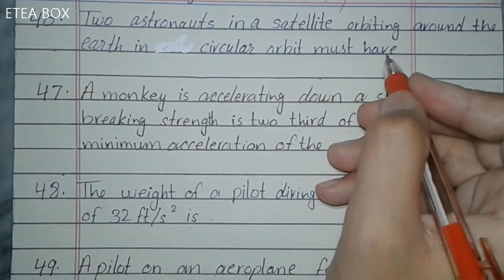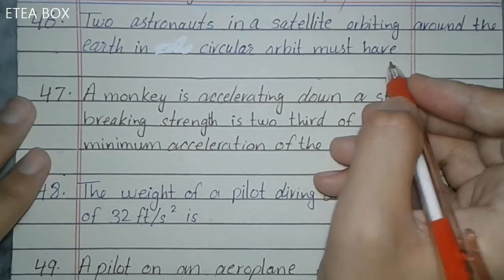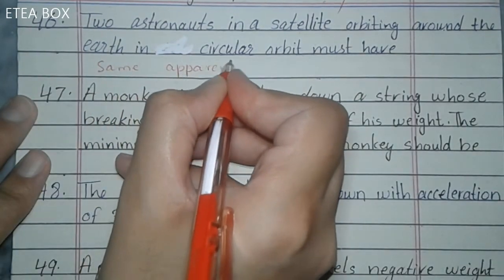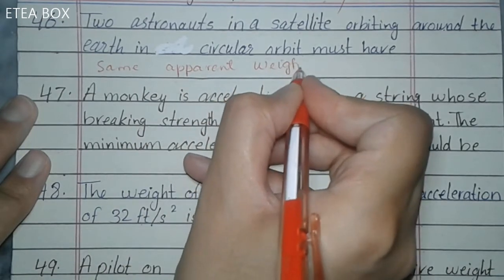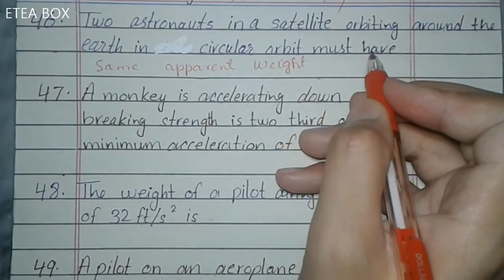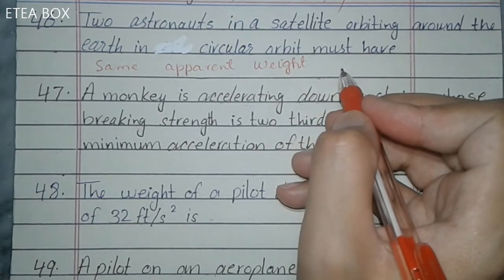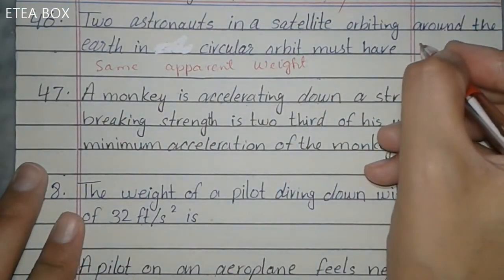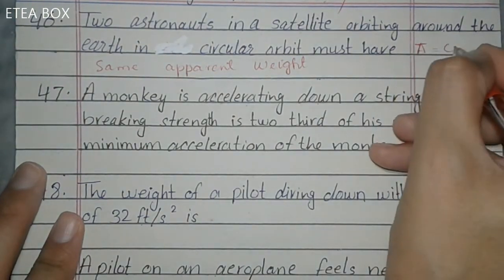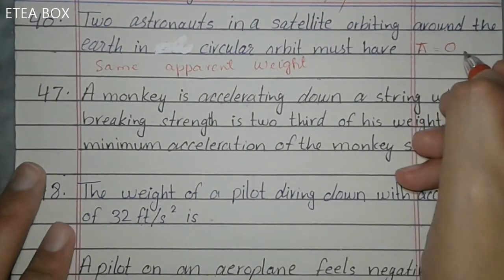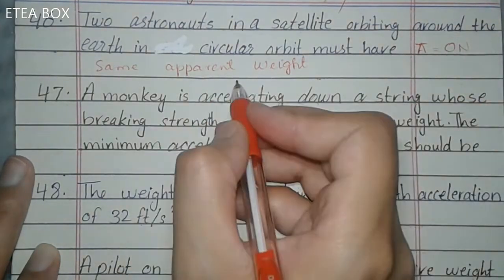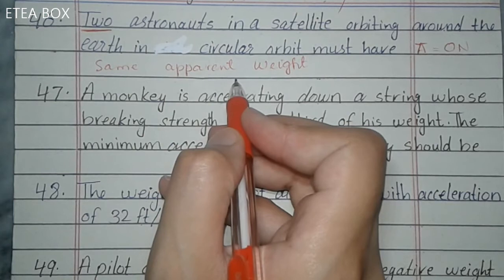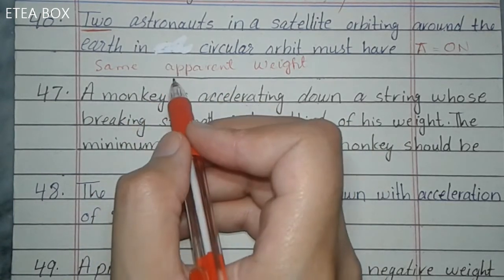Now here are the options: they must have the same apparent weight. How? When the satellite is orbiting around the Earth, its motion is free fall. When the motion is free fall, the apparent weight will be equal to 0 Newton. So both of them will have the same apparent weight, 0.